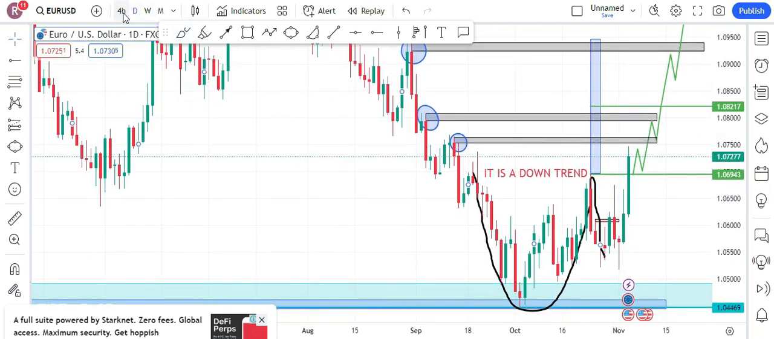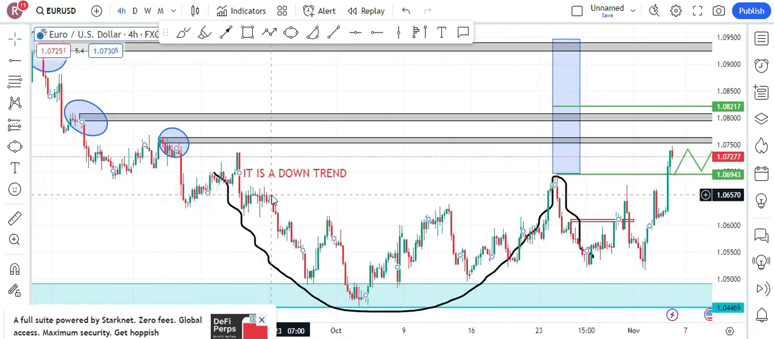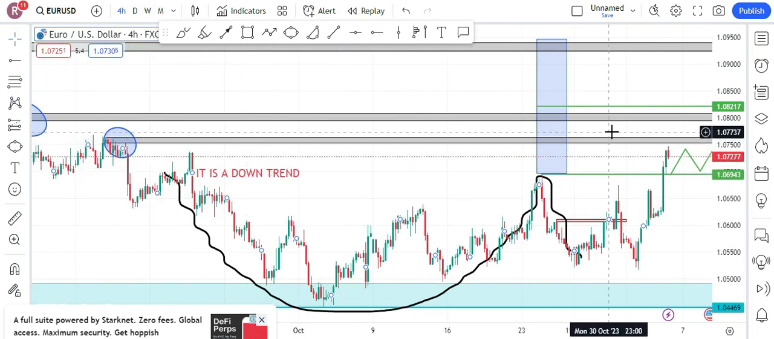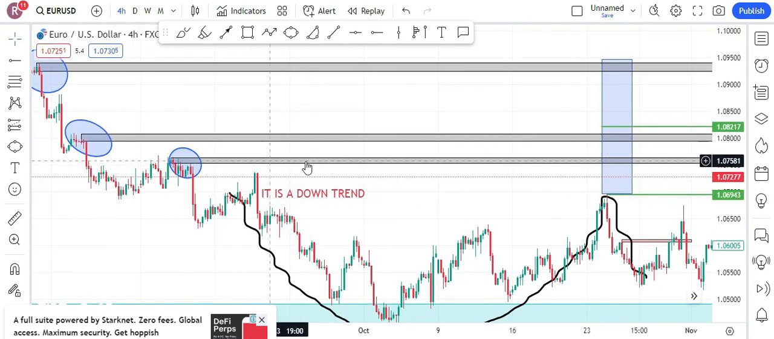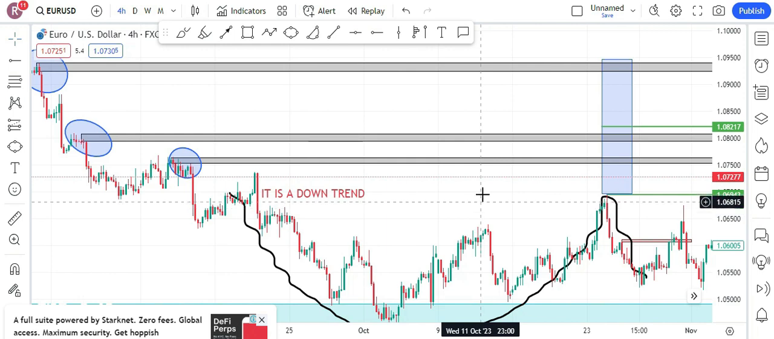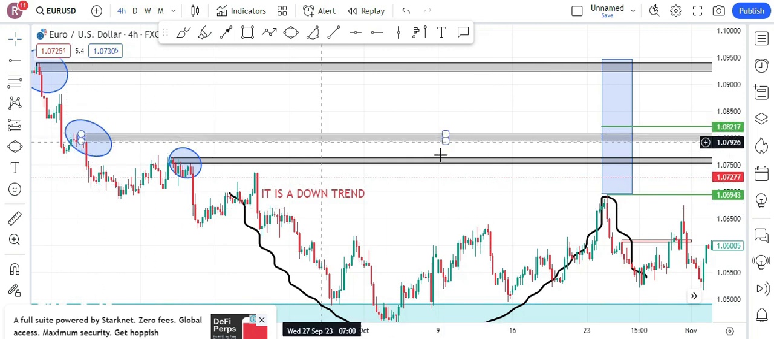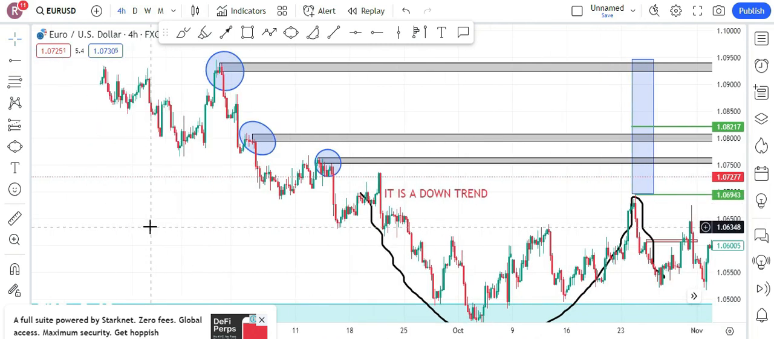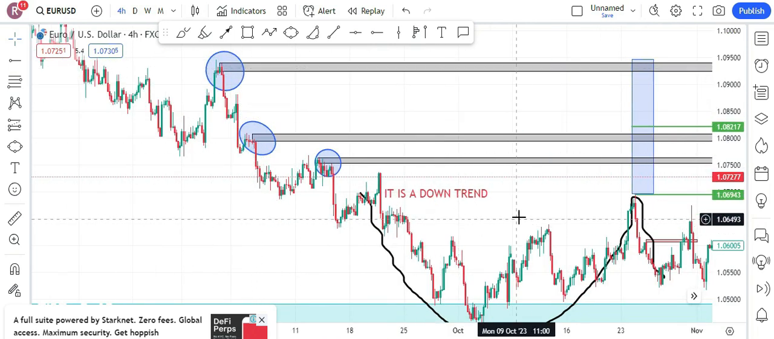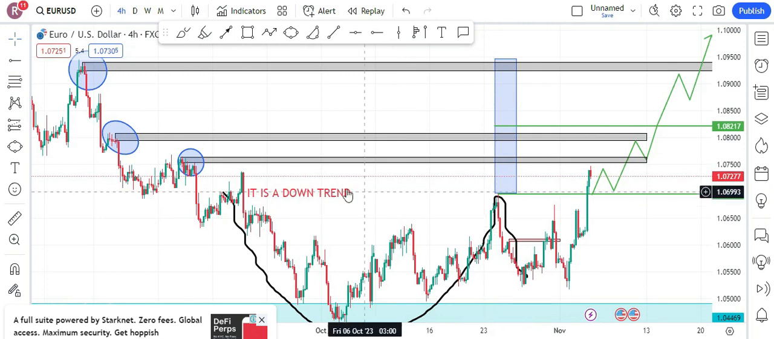So let's see in 4 hours which are available and which are not. So in 4 hours we may have the same. So I don't think this is a very strong zone, and in here we don't know yet, because until the price comes here or not, how it will react. So let's see what happened.